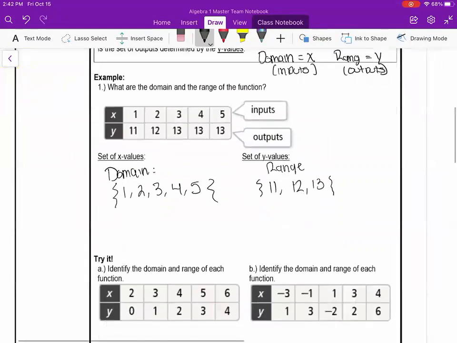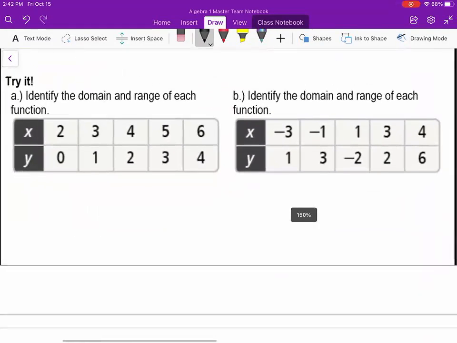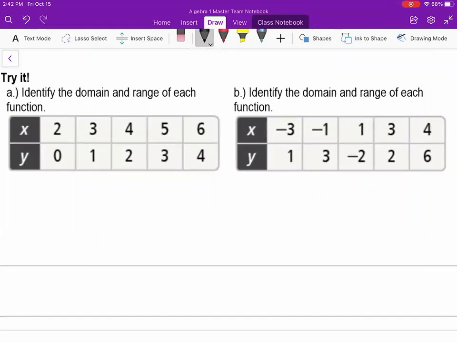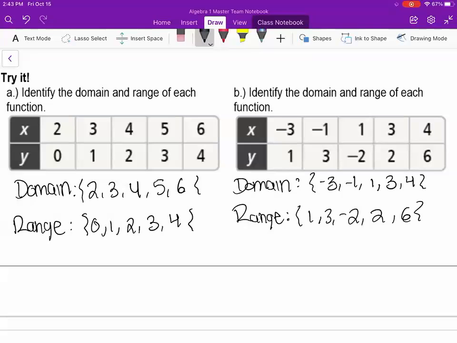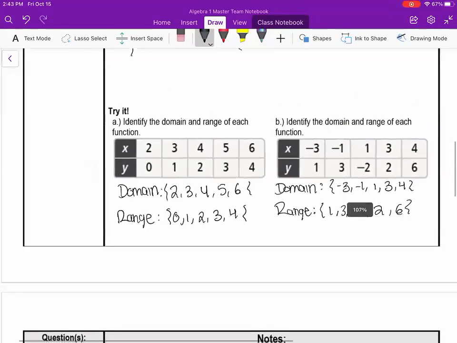So go ahead and take a few minutes and find the domain and range of those functions. All right, so those are the answers you should have gotten. So for letter A, domain is 2, 3, 4, 5, 6. Range is 0, 1, 2, 3, 4. Make sure that you start with the lowest to the highest. Letter B, domain is -3, -1, 1, 3, 4. And for y is 1, 3, -2, 2, and 6. Okay, so that is domain and range.